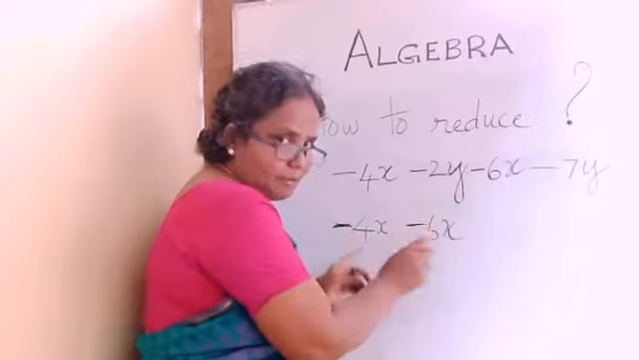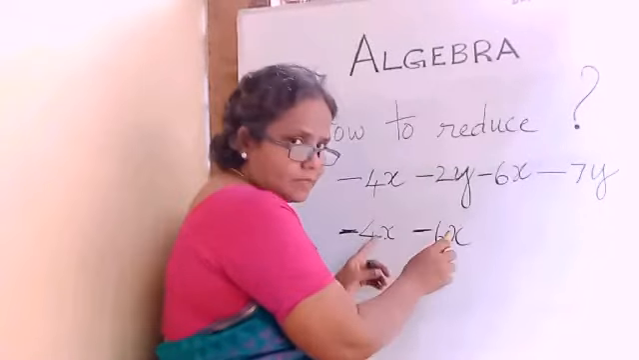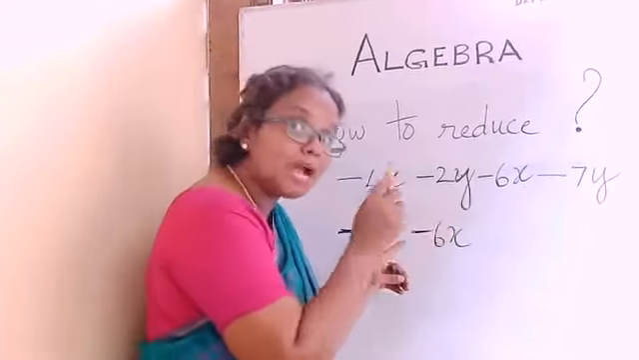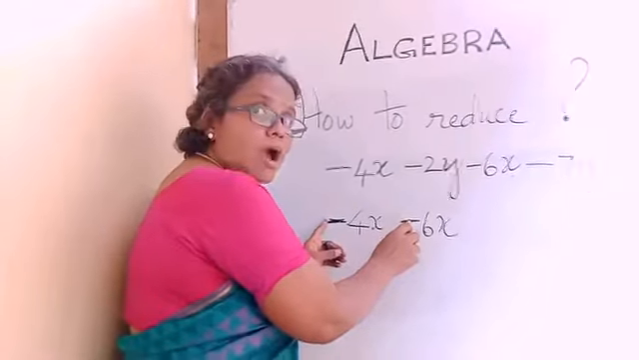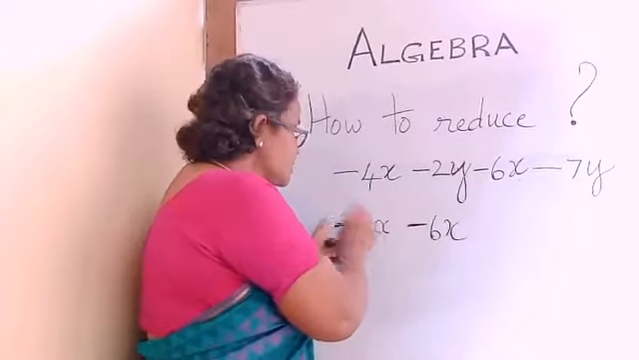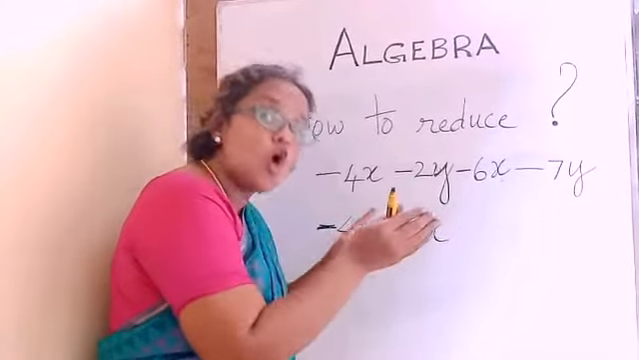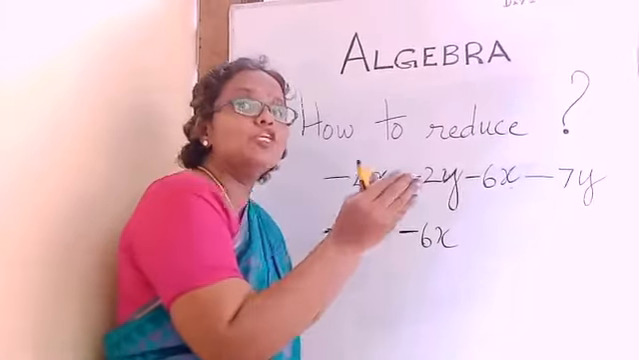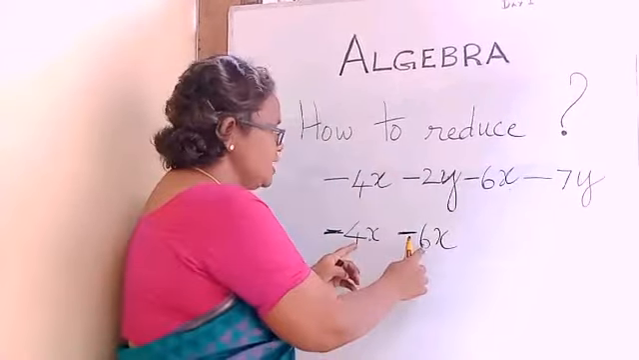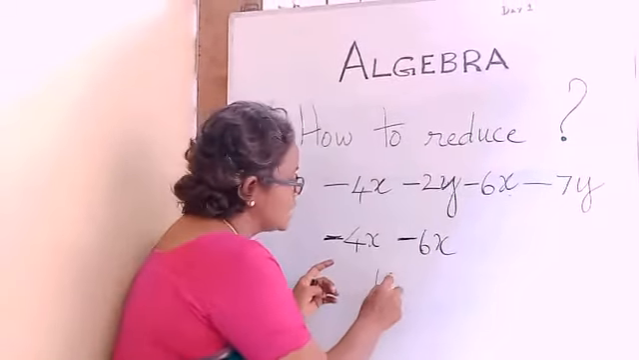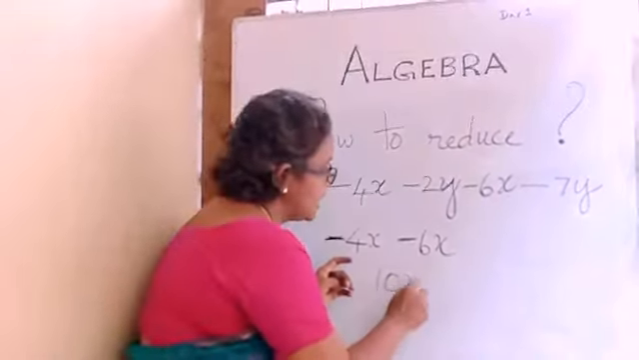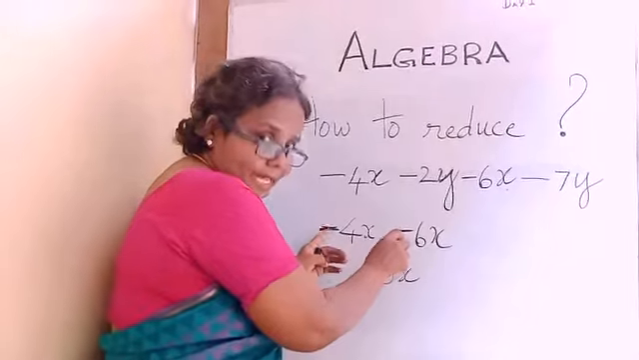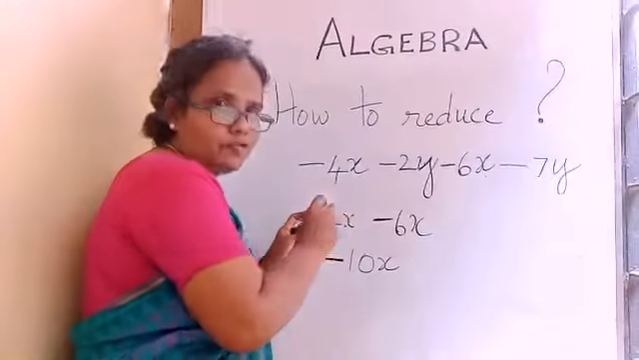Now look at this example. Both of them are like terms. Why? Because both of them have the same variable x. Apart from that, both of them are similar in the sign. When they are similar in the sign, we have to join them together. So what am I going to do? I am going to join both the numerals together. When I join 6 and 4, what will be my answer? My answer will be 10. 10x will be my answer. But since both of them are negative, I need to put the negative sign in front.